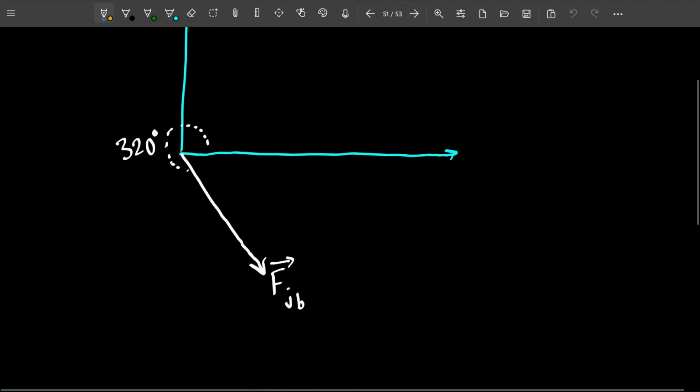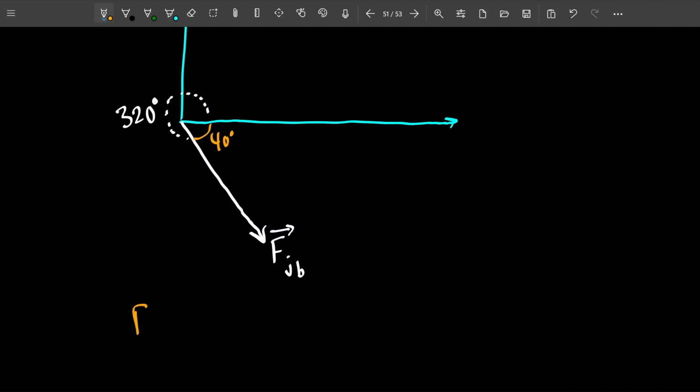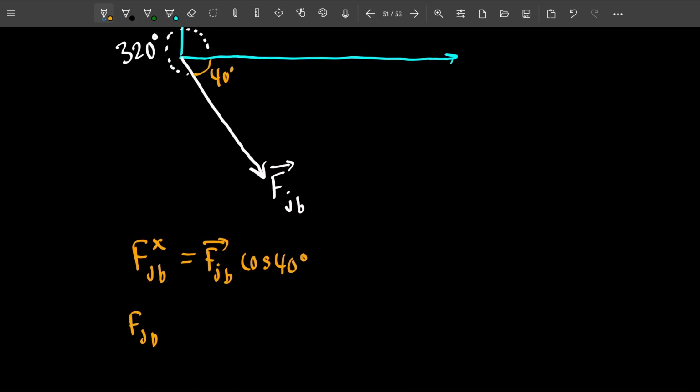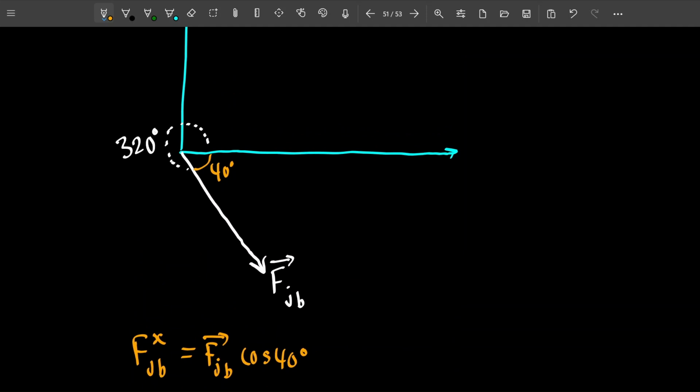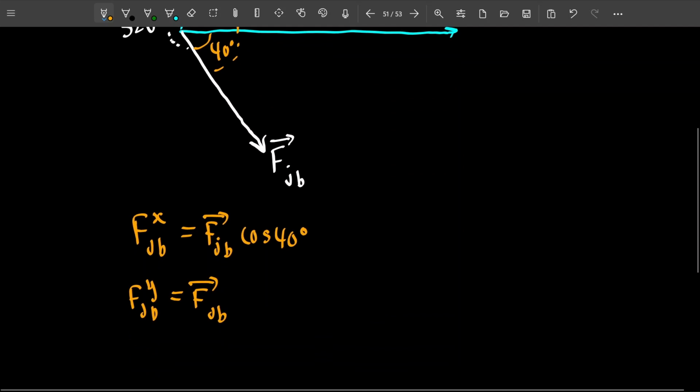Now the last one, what if it's like this, 320? Therefore we know that this is going to be 40 degrees because it must be 360 in total. So if I want to get my FJB in x, I know it's going to be FJB, this one, I say cosine of 40 degrees. If I want to find FJB in y, it's going to be FJB again. Then to go to the y-axis, what is the shortest way? This is 40 plus 90. If you say that, you must get 130. So this will be 130 degrees. I think that's the shortest. It's shorter than the other one. So it's definitely cos 130 degrees.